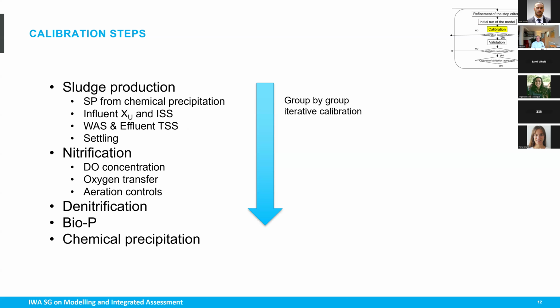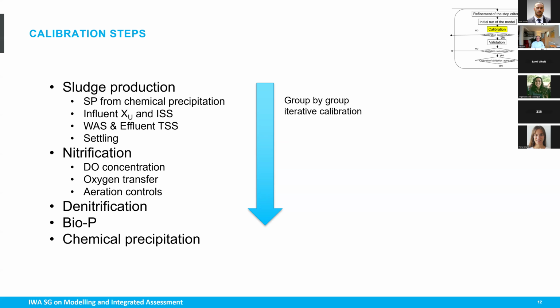You very often change the influent characteristics, and that is mainly XU. So that's the particulate unbiodegradable fraction in the influent to increase sludge production, right? And then there's also inorganic suspended solids. I have another slide, so I repeat that in a second.